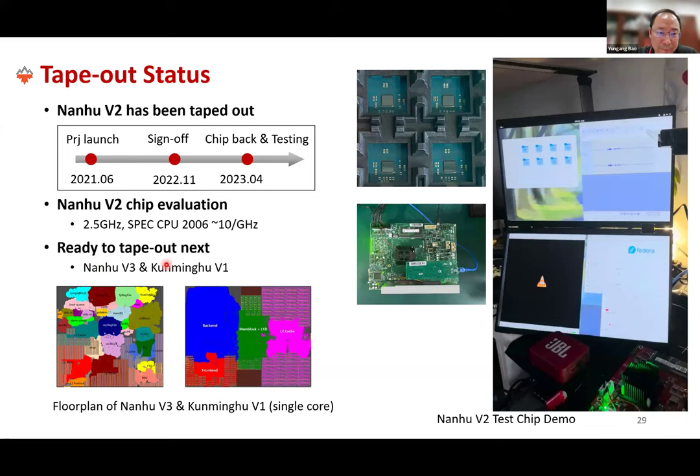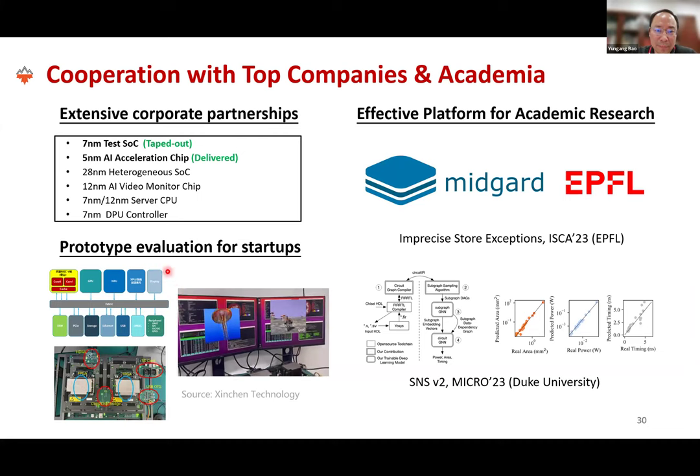Now we already have the tape-out for Nanhu V3 and Kunminghu V1. There will be more tape-outs this year and next year. XiangShan is supported by many companies and also used by many universities. Some companies already use XiangShan for their chips. For example, a test SoC using 7 nanometer technology has been taped out. Another company integrated XiangShan with an AI acceleration chip at 5 nanometer, and it has been delivered.